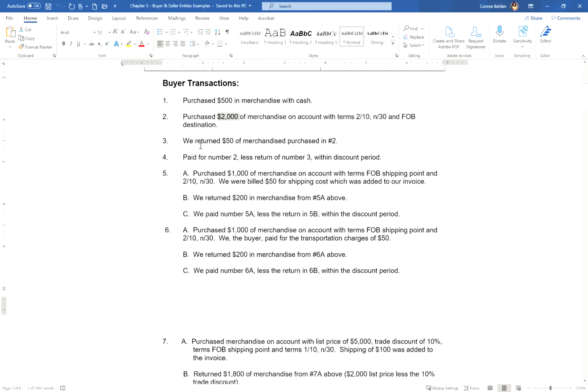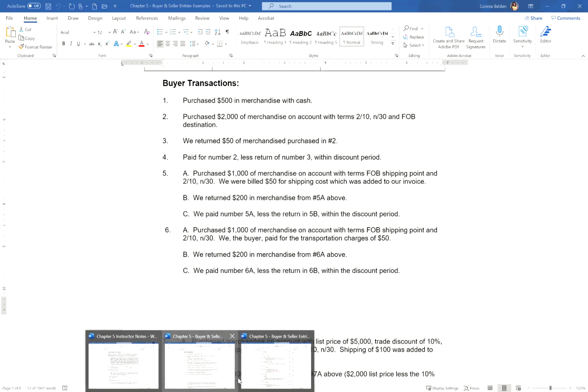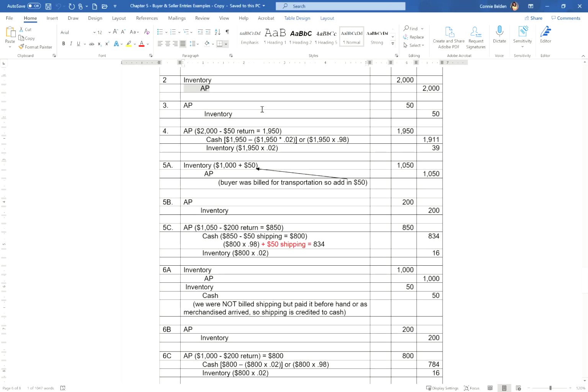Number 3, we returned $50 of the merchandise that we bought in number 2. Remember, we bought $2,000 in merchandise. We're now going to return $50 of it. And then in number 4, we are going to pay number 2 less the return of number 3 within the discount period. So let's go ahead and record both of those journal entries.